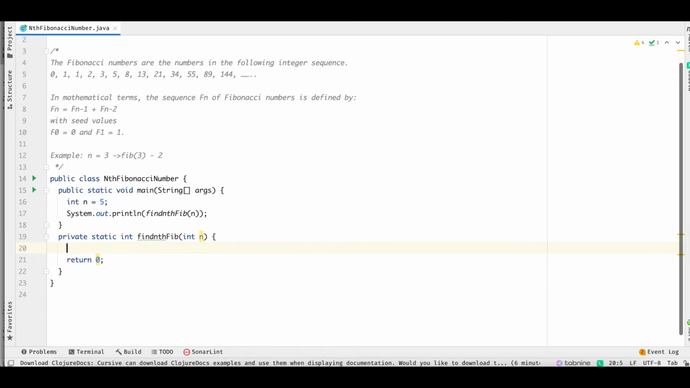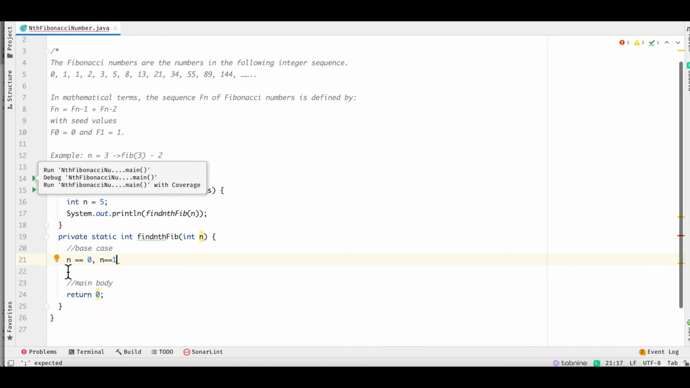As we have said, if we have to solve this question using recursion, we first have to define a base case and then come to the main body. First, let's talk about the base case. As we are already given the seed values, whenever this function has n equal to 0, or n equal to 1, then we simply have to return whatever n is. If it is 0, we'll return 0. If it is 1, it will return 1. That is the base case.